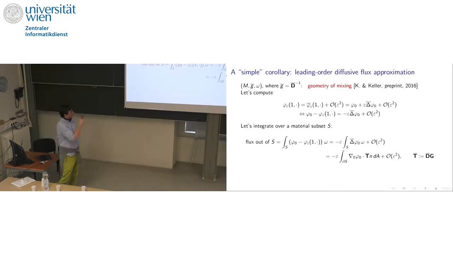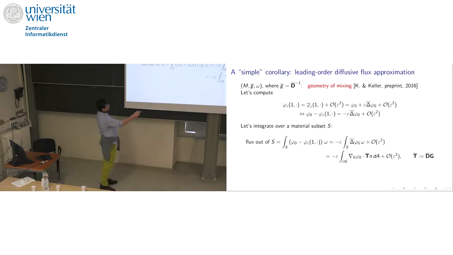Okay, so as a simple corollary to the previous result, the leading order diffusive flux approximation of the solution is, so this was the statement of the theorem, this solution here can be expanded because it's the solution of an autonomous equation now. So it's nothing but the exponential of the generator of the equation. So to leading order, it has this representation. So if we rearrange terms now and then integrate over material subsets that have a closed boundary, then okay, what happens is let's integrate that.